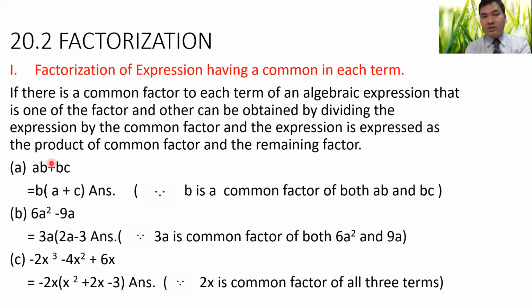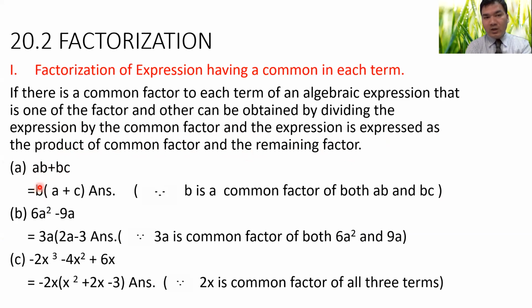Look here, what is told here. Look, there are two terms in this algebraic expression, AB plus BC. If you are going to factorize, what is the same factor here and here? Look, here is B, here is also B. That's why B should be taken common, and here is multiplication in front of the bracket.